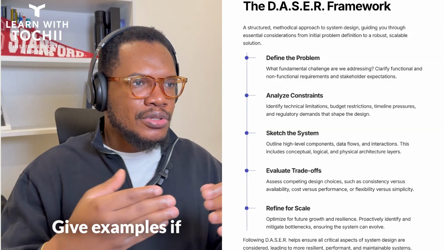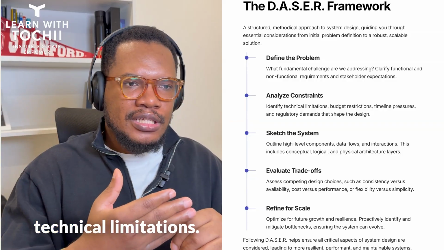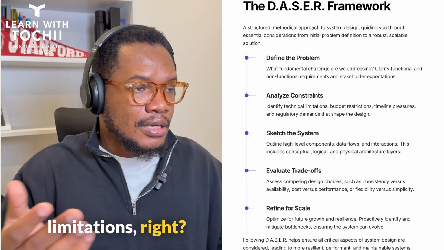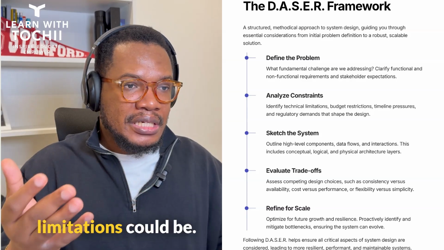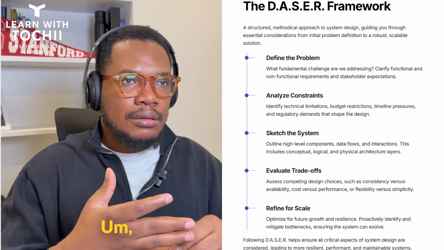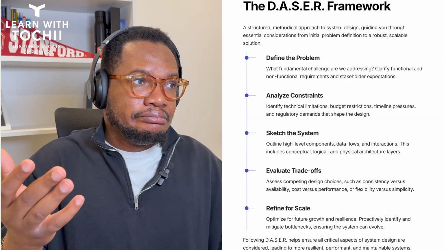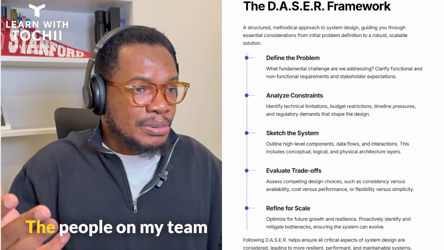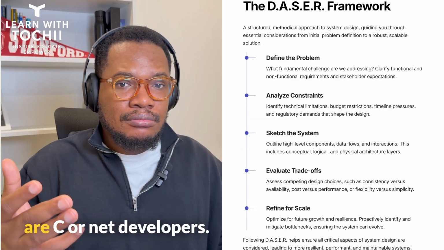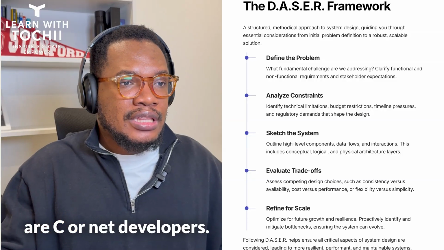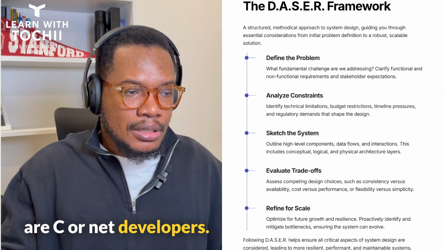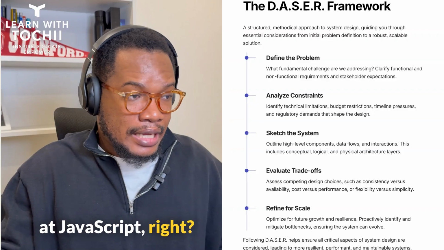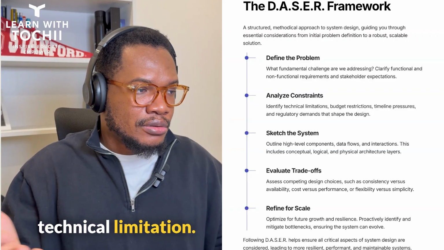Give examples. If you identify your technical limitations, what are your technical limitations, right? Some of your technical limitations could be who is on my team. The people on my team are C# or .NET developers. None of them are good at JavaScript, right? That could be a technical limitation.